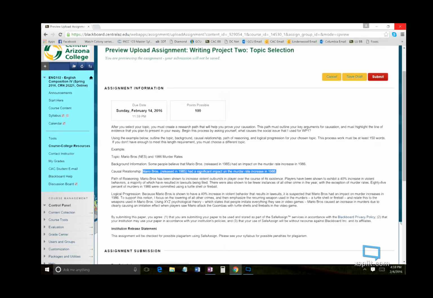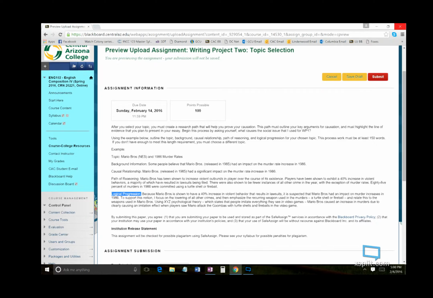Now, obviously, that's not 100% correct, but that's why you're doing the research, to determine whether, yes, that's correct, or no, that's incorrect. Now, if you did political party, you would say, I think the Democratic Party is more likely to cause a pro-life stance than the Republican Party. That's going to be your causal relationship. Now, the path of reasoning is just where you explain to me, why do you believe that? What is the reasoning in your head that made you think that? And that could be based on data, it could be based on observation, it could be based on personal experience, but that's the path of reasoning.